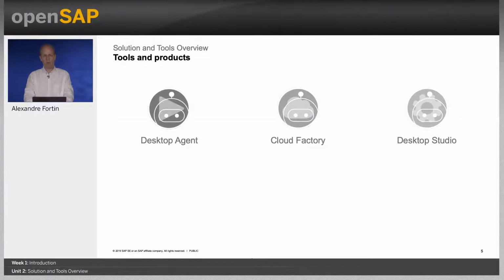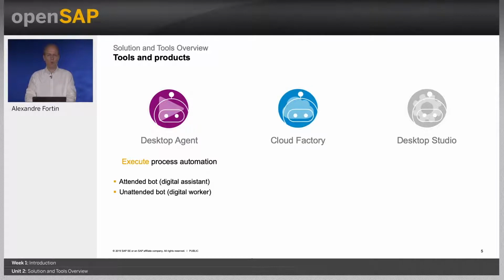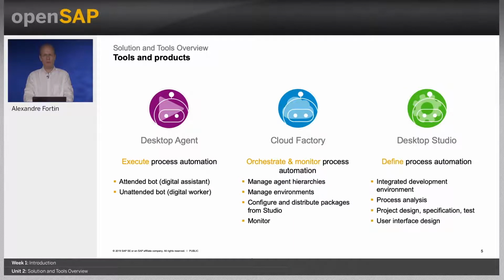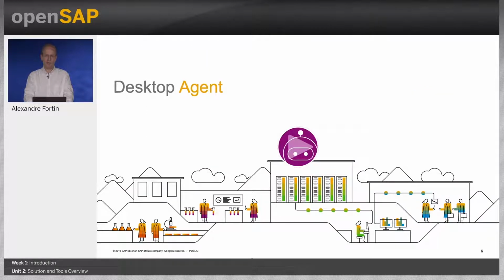As we saw previously, here are the three main components of intelligent robotic process automation. Desktop agent is responsible for executing process automation. Cloud Factory covers all the orchestration and monitoring aspects. Desktop Studio is used for authoring the process automation. Let's start with the desktop agent.